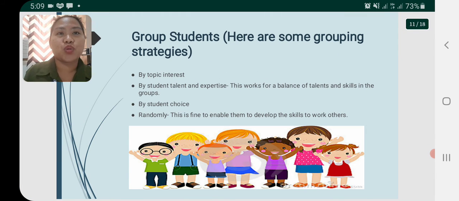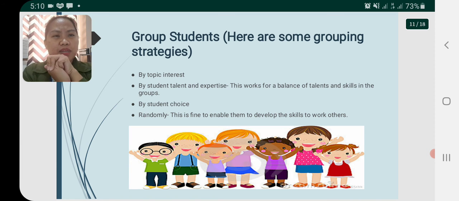Here are some grouping strategies. Number 1 natin ay by topic interest. By topic interest natin, number 1 is by topic interest.